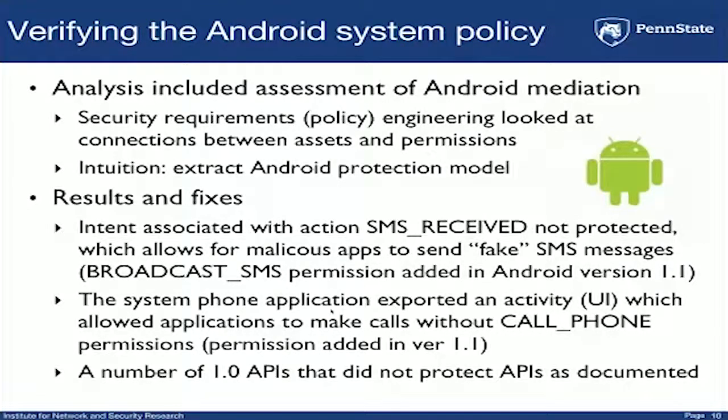We looked to make sure that all of the sensitive operations actually happening in Android were actually protected by permissions. And we actually discovered that there were some interfaces in Android 1.0, and we talked to Google and they said they immediately fixed it. I think the most interesting one was an intent associated with SMS received that was not protected by permission, which basically meant that applications could fake SMS messages in the early versions of Android. But again, these are the kinds of things you can expose by using some of these tools.